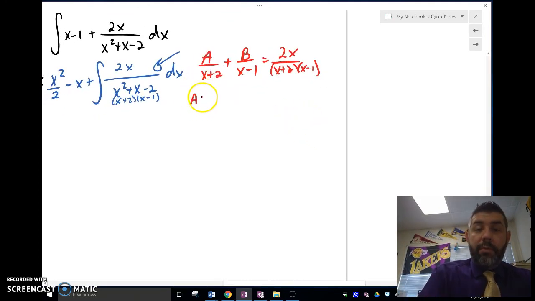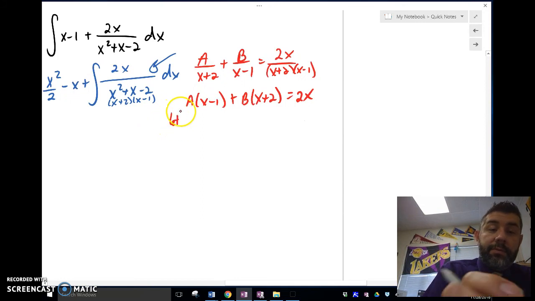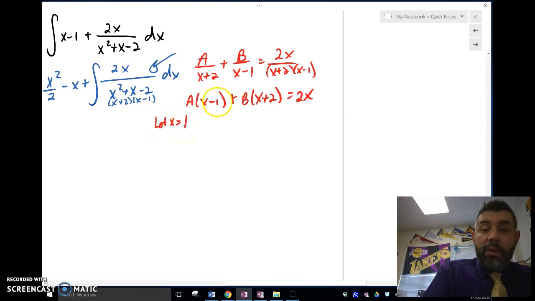Okay, so then I'm going to end up with A times x minus 1 plus B times x plus 2 equals 2x. And I have to figure this out now. So what am I going to let x equal? Okay, I'm going to say let x equal 1. So the 1 is going to get rid of the A part, and it's going to leave me with 3B equals 2. So B is 2/3.